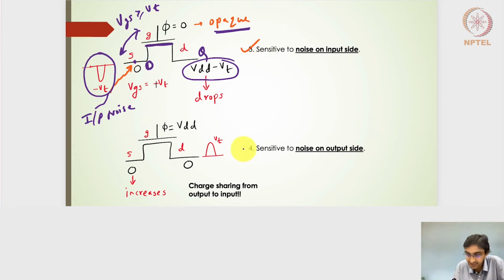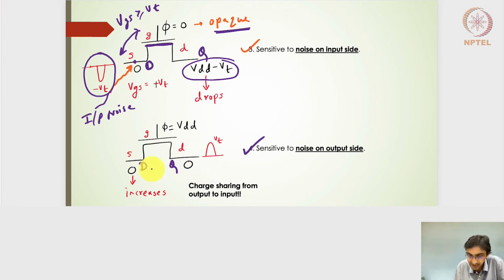The other disadvantage is that it is sensitive to the noise on the output side as well. And the reason is very simple. Say it's in the transparent state, and let's say the input was 0 and the output was 0. And then the clock is at a higher level, so it is in a transparent mode. So whatever is the input here will go to the output here.